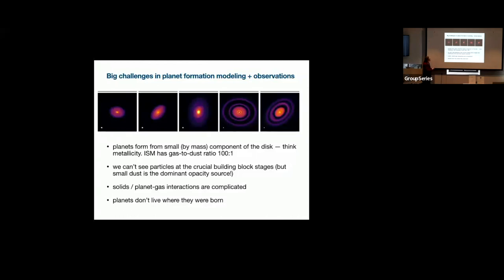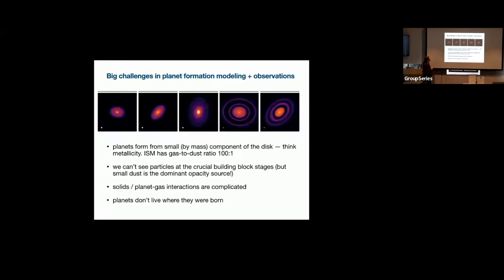So the first thing to keep in mind is that planets form from a really small, at least by mass, component of the disk, right? If you believe my bottom-up picture, which, again, thinking about the metallicity of Earth, which is 99% metals, right? They need to form from that dust component. And the ISM, like our sun, has a gas to dust ratio of 100 to 1. So your building blocks are a trace component of the material.